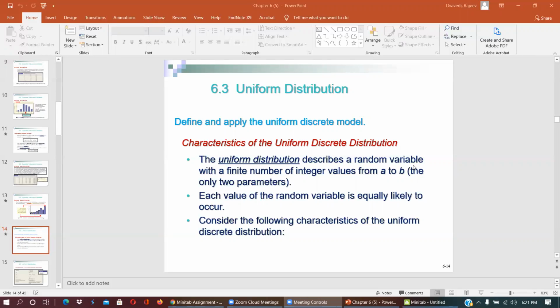So uniform distribution, as you can simply understand, I gave the example of my class: 25% in each of the 4 years of students. So that is uniformly distributed. Uniform distribution describes a random variable with a finite number of integer values from A to B. Each value of the random variable is equally likely to occur.